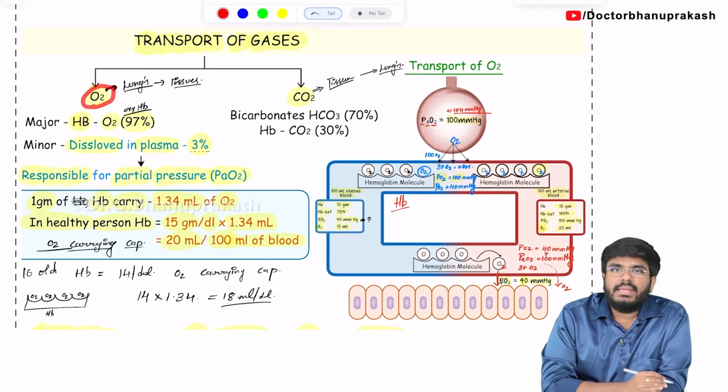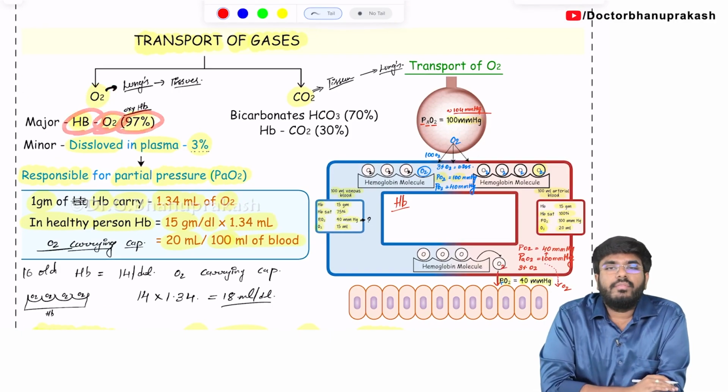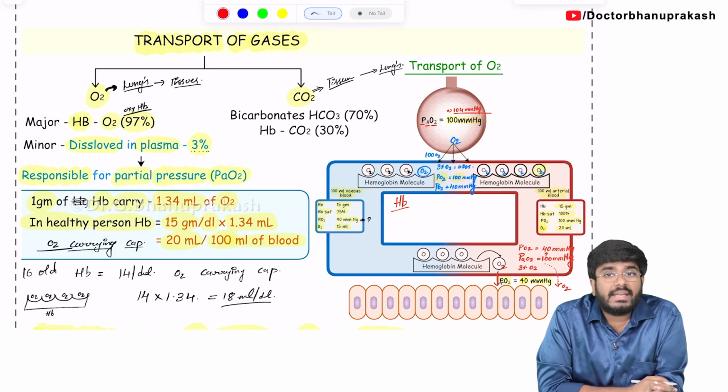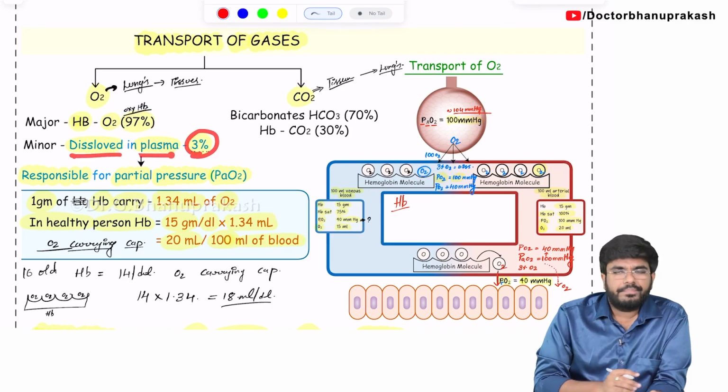See, 97% of the oxygen is mainly transported in the form of oxyhemoglobin. Most of the oxygen is traveling along with the hemoglobin. Only 3% of the oxygen is dissolved in the plasma. Okay, we all know that.